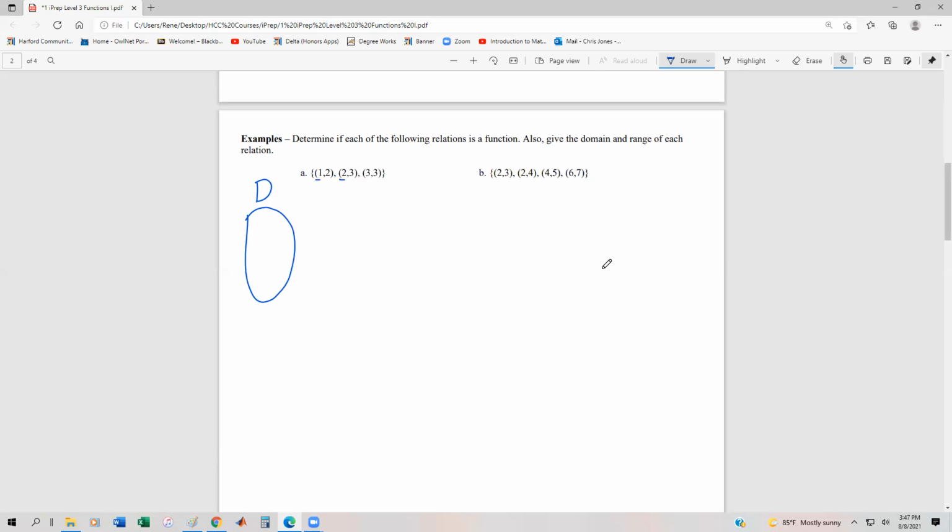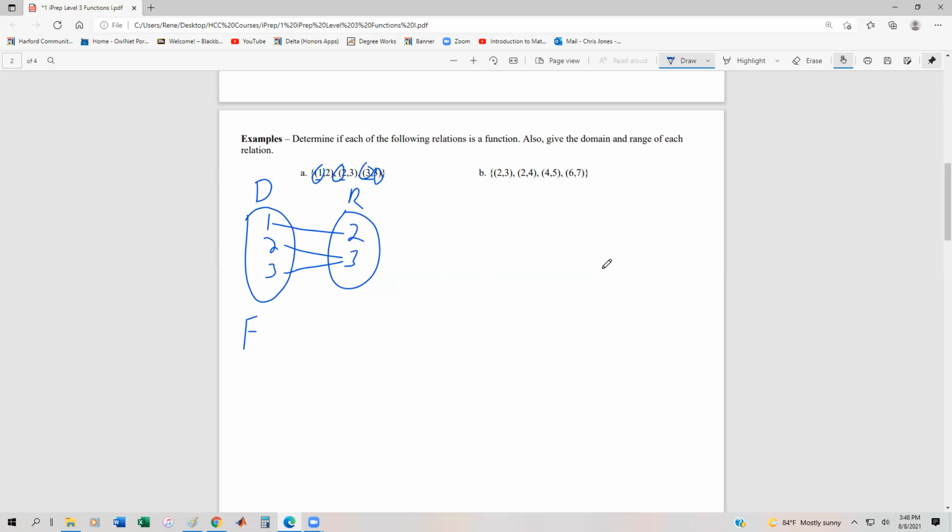And that's just going to be the numbers 1, 2, and 3. Those are the x coordinates of our ordered pairs. So we have 1, 2, and 3, just like the diagram above. And for our range, well, we know that 1 is going to point to 2. We know that 2 is going to point to 3, and that 3 is also going to point to 3. And that's okay. We can have two different inputs point to the same output.